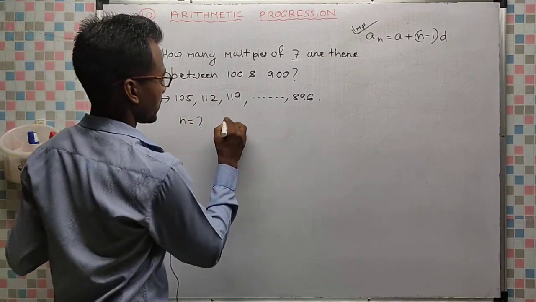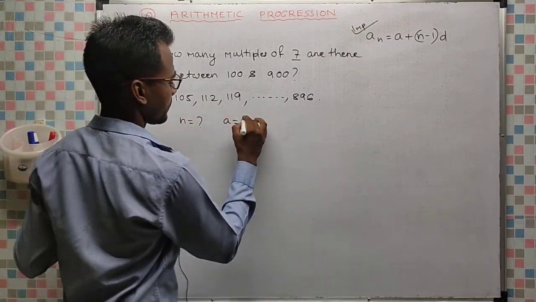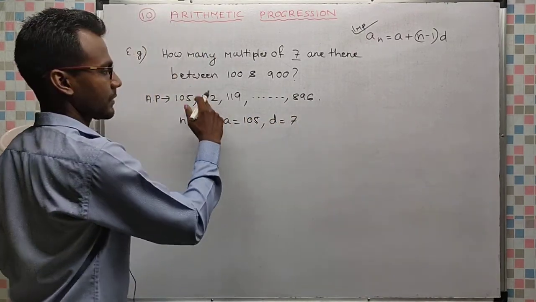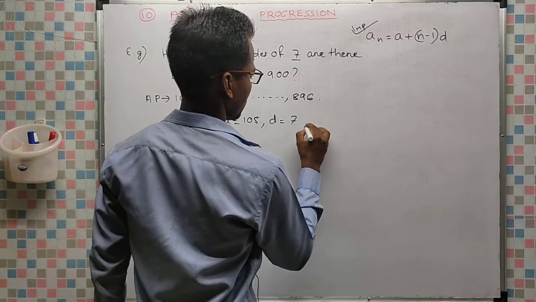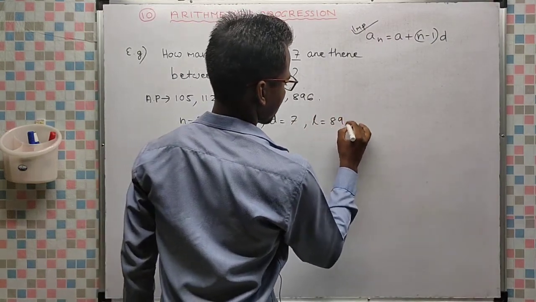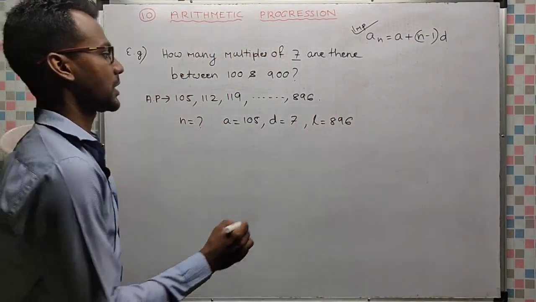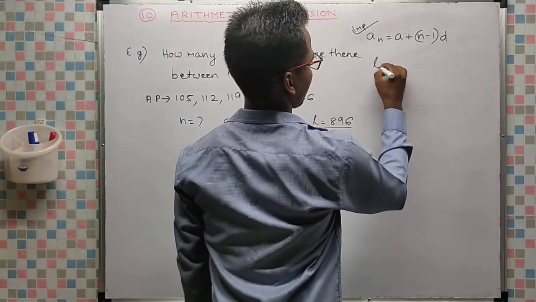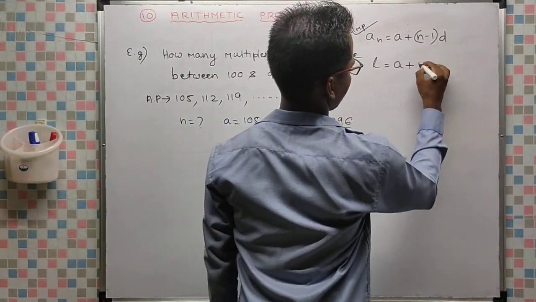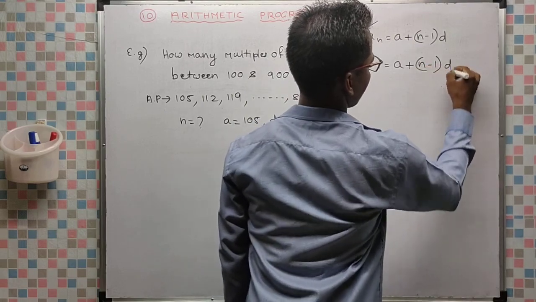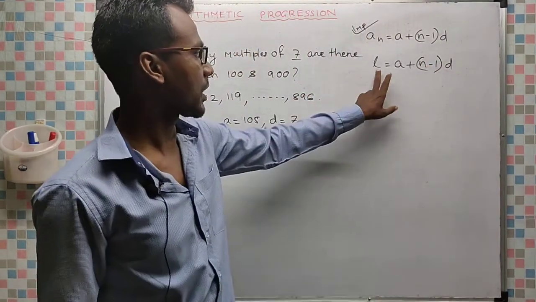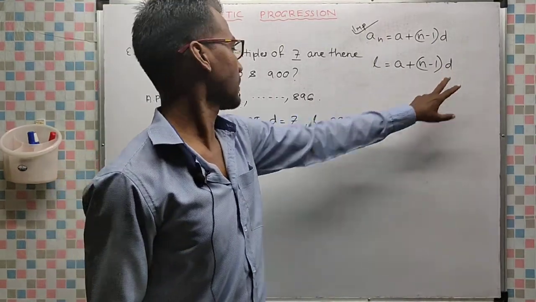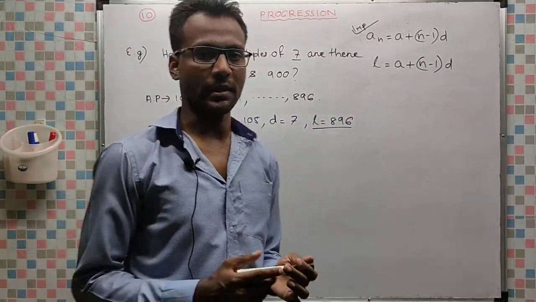Okay, let us find A. A is 105. What is D? 7 plus 7 plus 7 plus 7, so D is 7. The last term is 896. This L will give us the number of terms, because the formula of L was A plus n minus 1 D. We have L, we have A, we have D. Simply we have to find n.